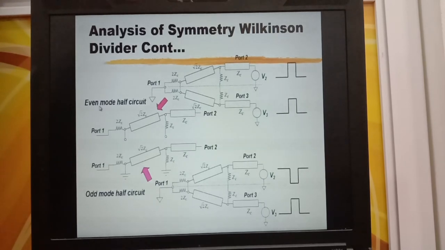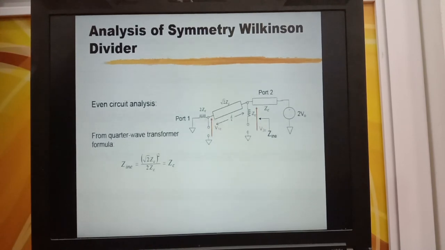We can analyze the even mode half circuit and the odd mode half circuit separately. And the total voltage at port 1 will be equal to the sum of the voltage under even mode excitation plus the voltage that we get under odd mode excitation. This is how it looks like under even mode excitation. We have open circuit between port 2 and port 3.